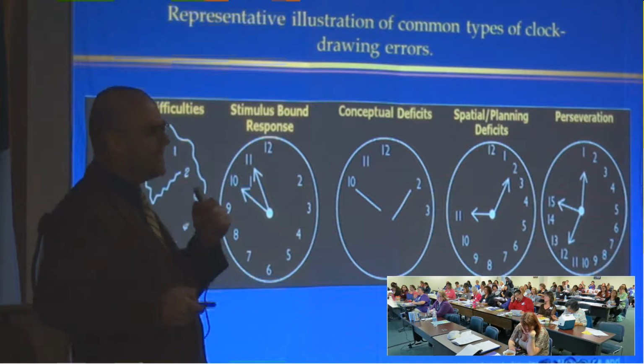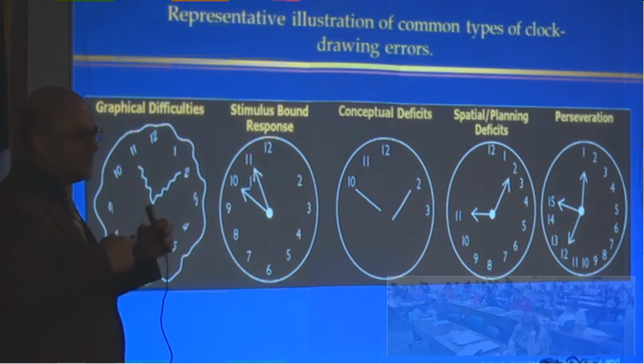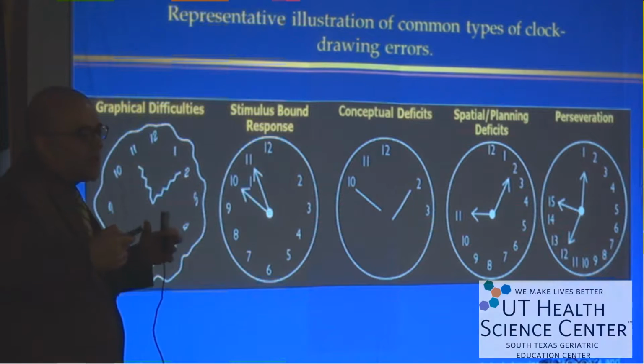The parietal lobe is what really triggers the concept of what is a clock.